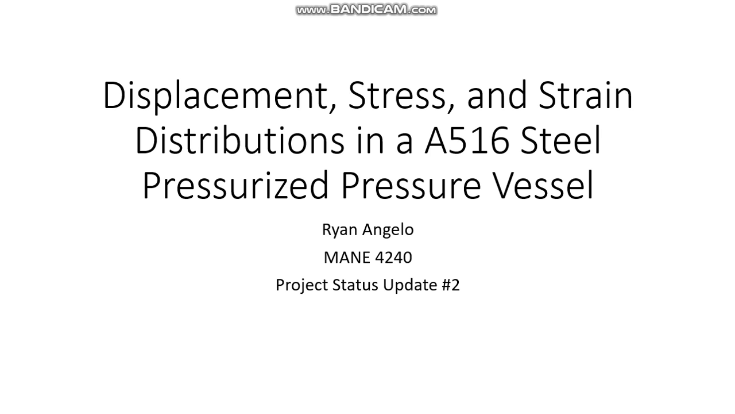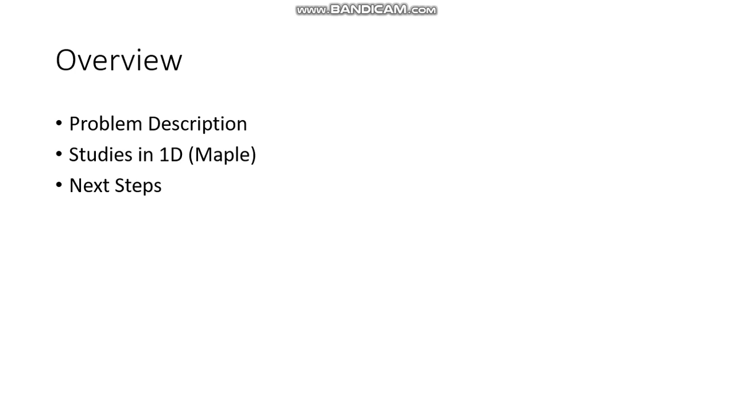My final project is on the displacement, stress and strain distributions in an A516 steel pressure vessel. Here is a quick overview of what I'll be going over in the second project status update. I will start by giving a quick problem description and then go over the one-dimensional studies that I did using Maple. And then finally I will go over the next steps that I need to take to continue developing the model for this problem.